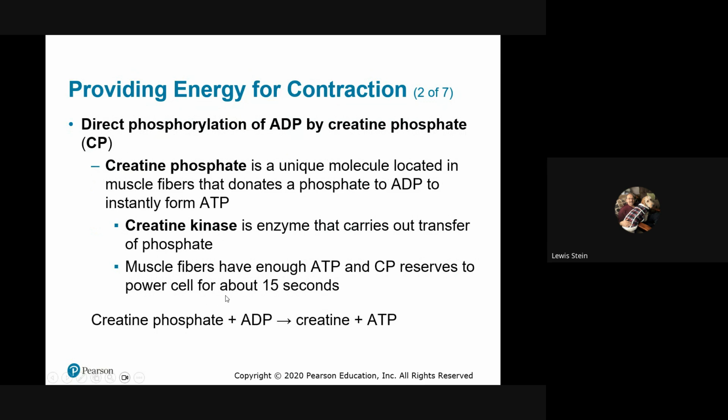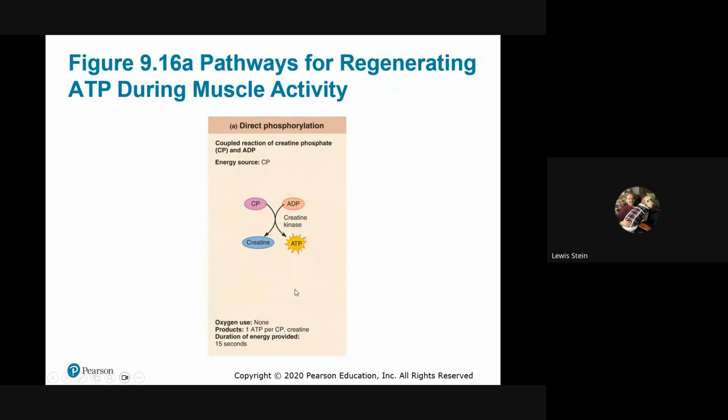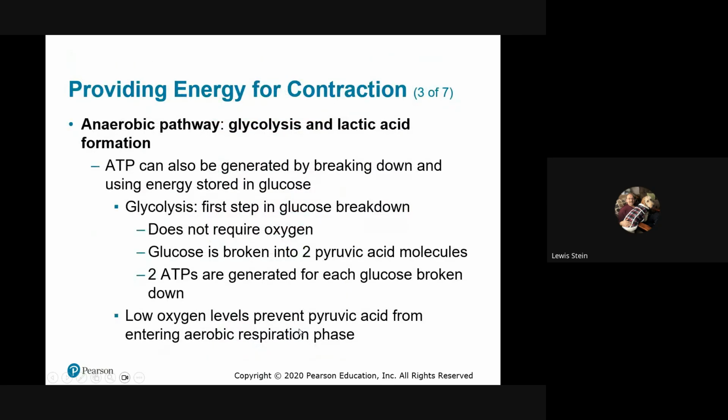Moving on. So 15 seconds. Good luck. So here's how it happens. Here's the ADP that we have to sort of re-energize. We'll steal it from here, and we got more. 15 seconds. Now what happens?